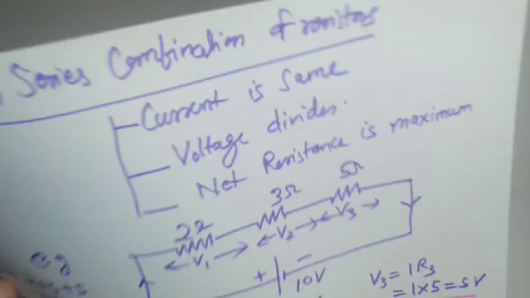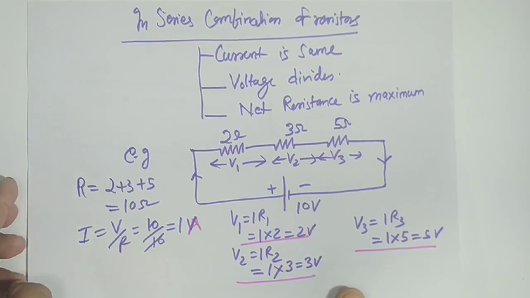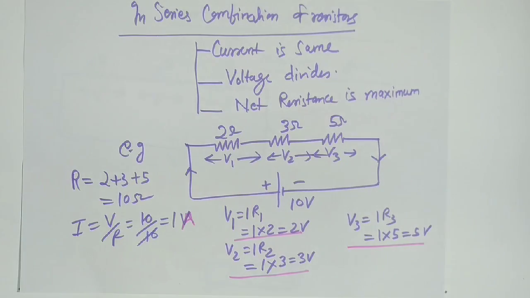So today we discussed the temperature dependence of resistivity, what current density is, how we apply graphs to it, and the series combination. So just go through all these concepts and solve the assignments.